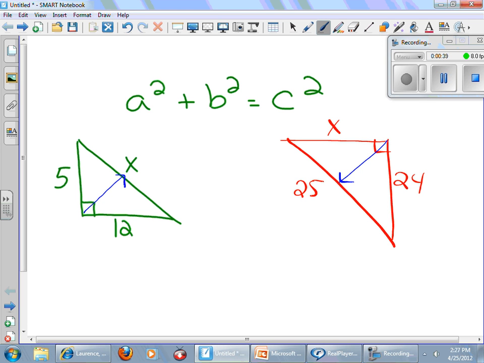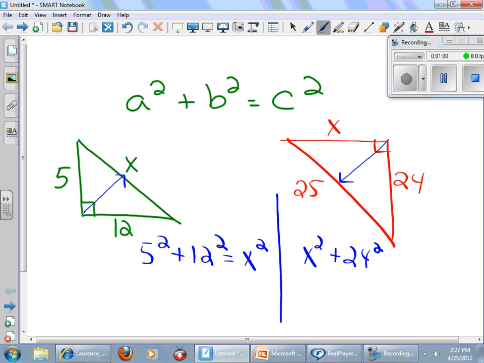Many of you are sticking smaller values in for the hypotenuse and getting larger values out. It doesn't make any sense. You have to plug in the largest side. If we don't know the largest side, you keep it a variable. So A and B don't matter. I'm going to write 5 squared plus 12 squared, and that'll equal x squared. But over here on this red one, which is a separate problem, I'll write x squared plus 24 squared, and that'll equal 25 squared.